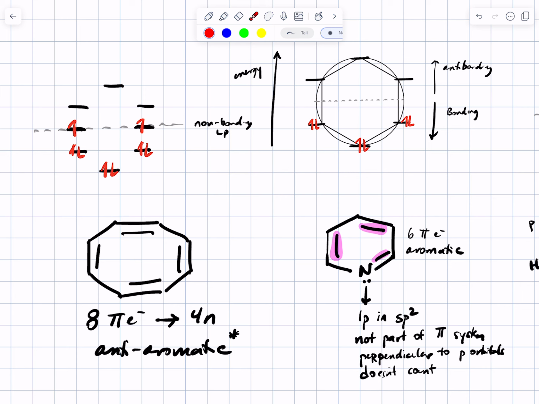Yeah? So if it's basically a diradical, do we still draw it with the appearance of 4 pi bonds? We do draw it with the appearance of 4 pi bonds, but you've got to know that it's super reactive. Okay. Yep.